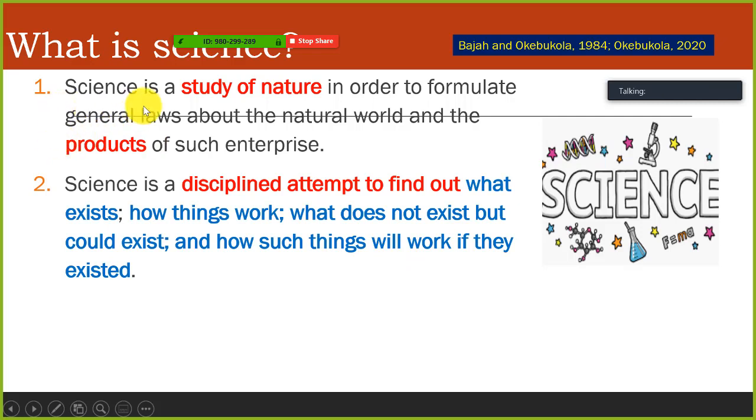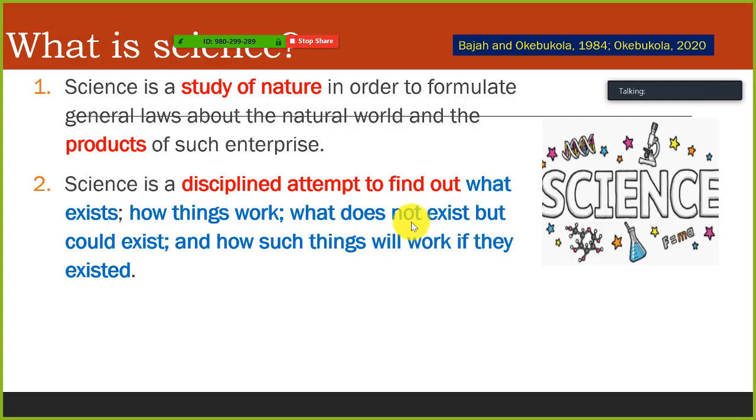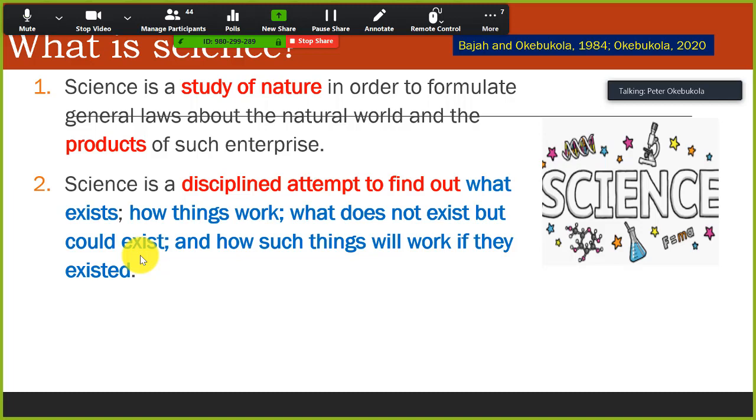Science is a study of nature in order to formulate general laws about the natural world and the products of such enterprise. It means that science has a process and it has some products. The other definition is that science is a disciplined attempt to find out what exists, how things work, what does not exist, like coronavirus before it existed, or another variant of coronavirus, God forbid, and how such things will work if they existed.